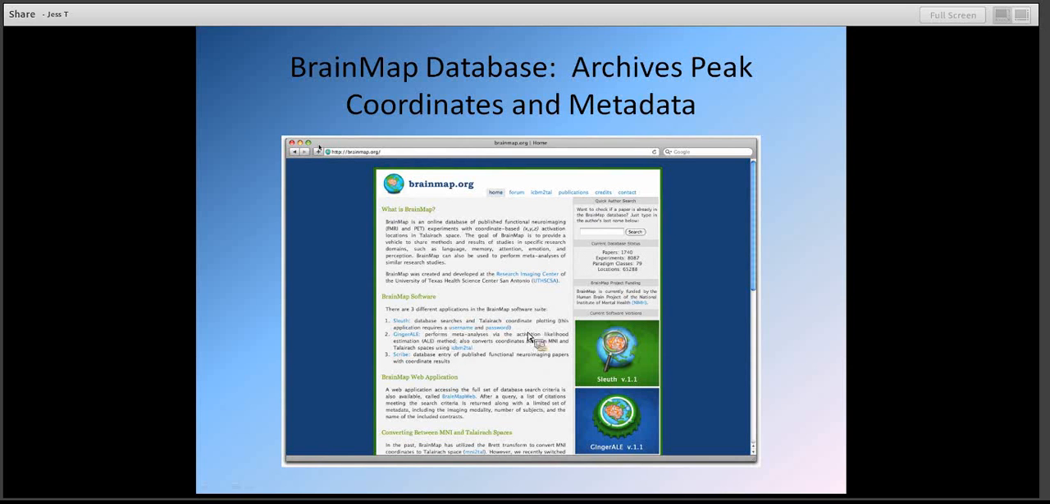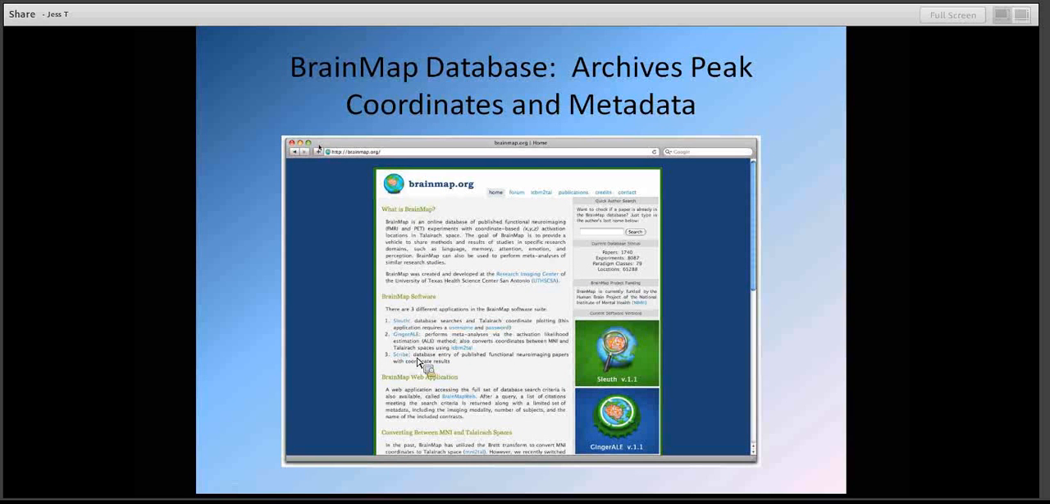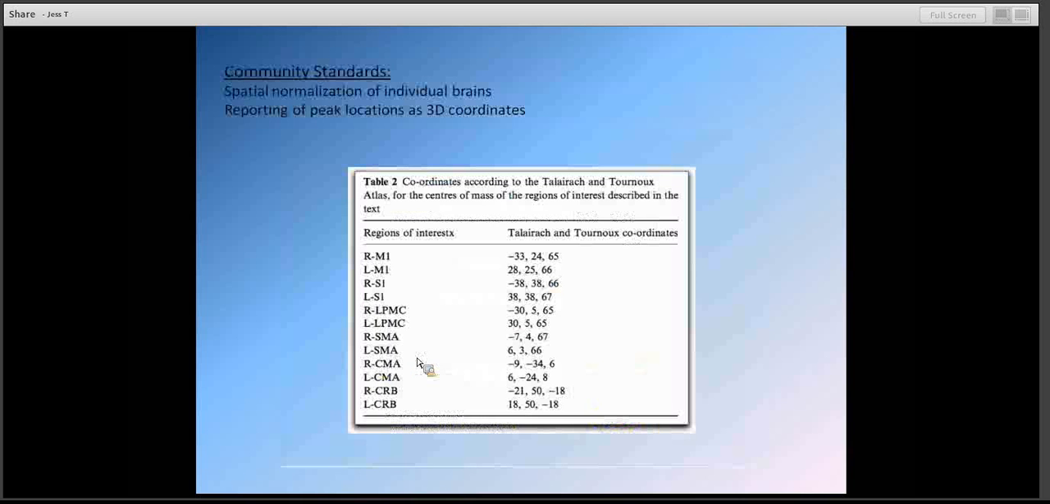Sleuth allows you to actually search the database. GingerALE is the meta-analysis software. We'll say a little bit more about that. That's really, Angie's really driven that. A fantastic contribution to the research community. And Scribe is the software for entering information and metadata about the papers that we can then search on later.